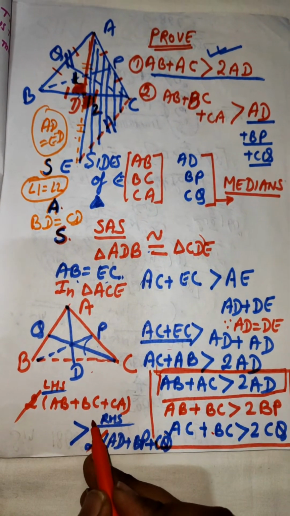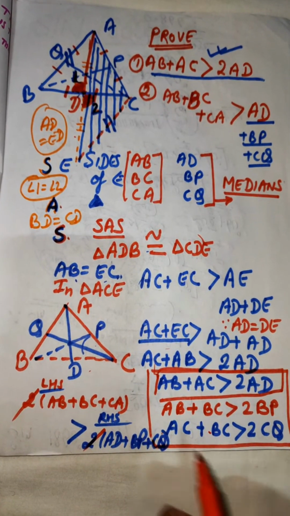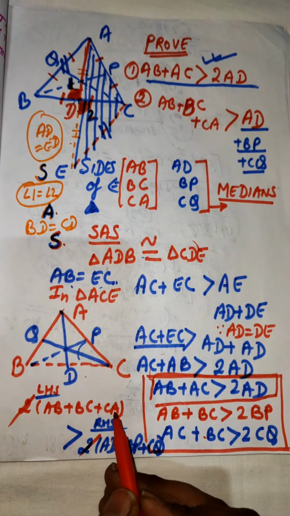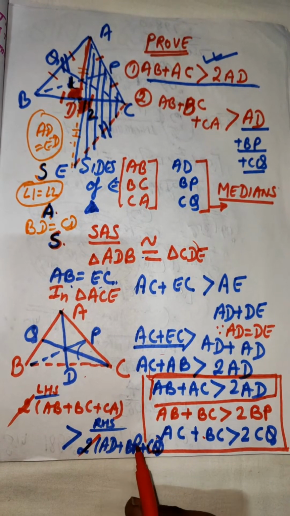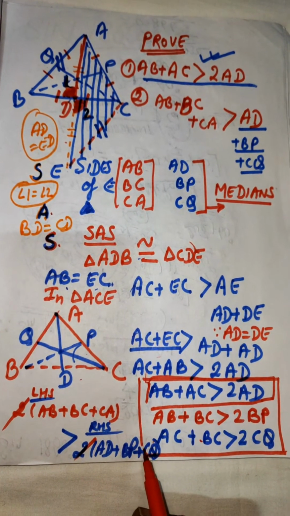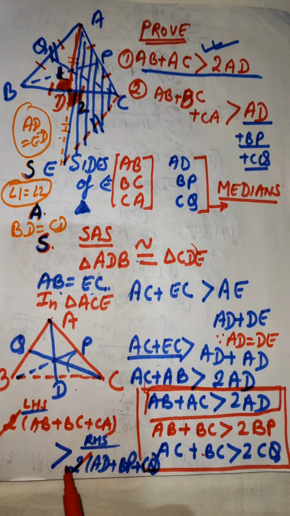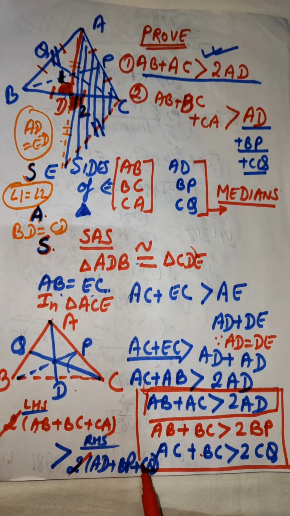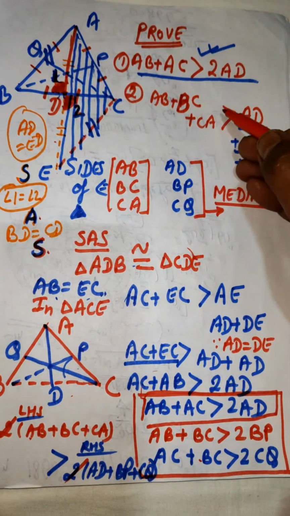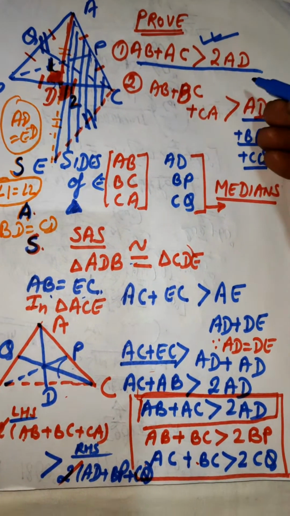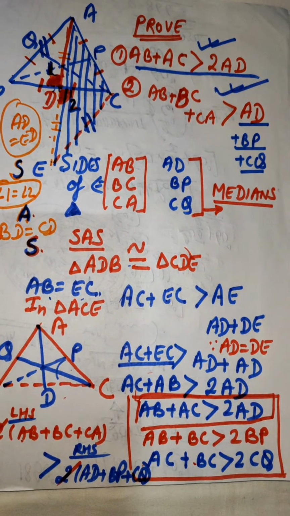So here we have proved that the sum of the three sides of the triangle is always greater than the sum of the three medians, right? We have proved the sum of the three sides is always greater than the sum of the three medians. So we have proved this one also. The second part is also proved, right?